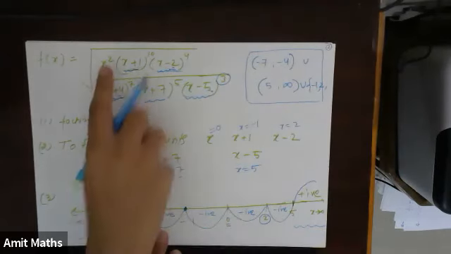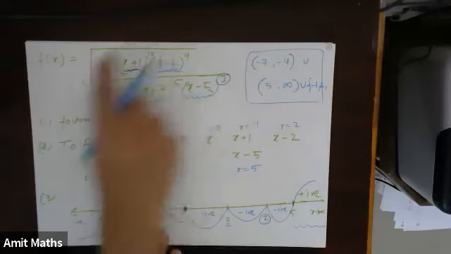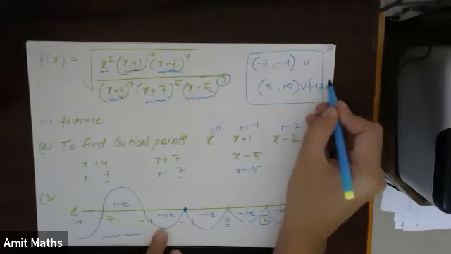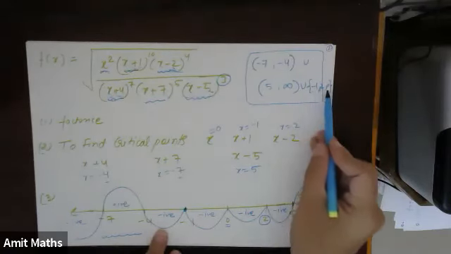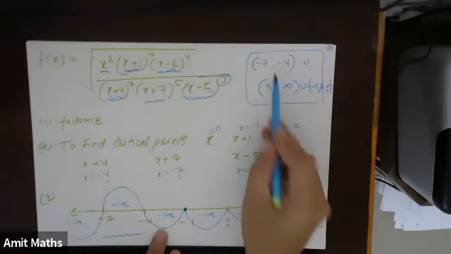What is happening at 0? At 0, this is becoming 0, so the whole thing is becoming 0. That should also be included. So that means -1, 2 and 0 should be included in this domain.